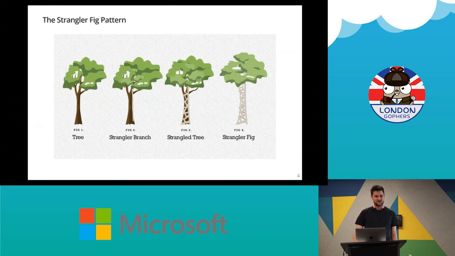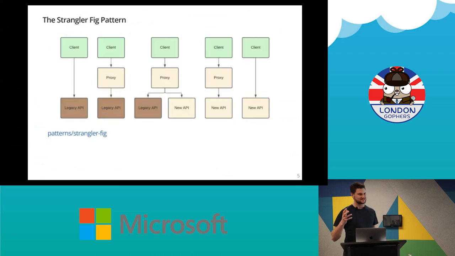If we were to convert this to an architecture diagram, it would look something like this. I tried to use colors to match the picture of the tree. Here we have the client calling the legacy API. As a first step, we introduce a proxy that intercepts the requests and the responses from the legacy API. Then as a second step, we start routing some of the requests to a new API. And once we are happy that everything works as we want it to, we can completely switch and just use the new API on its own. Once we've done this, we can get rid of the proxy and go straight to the new API.